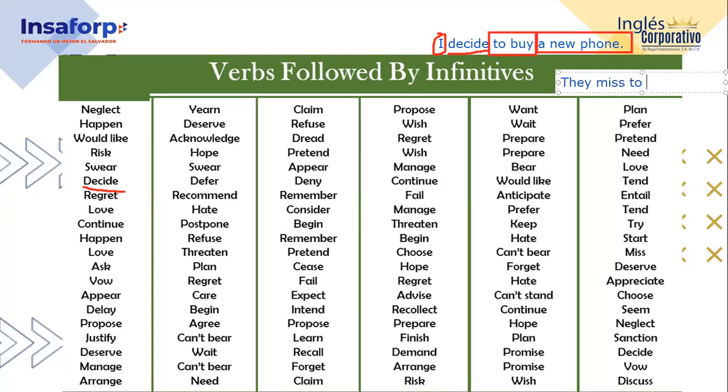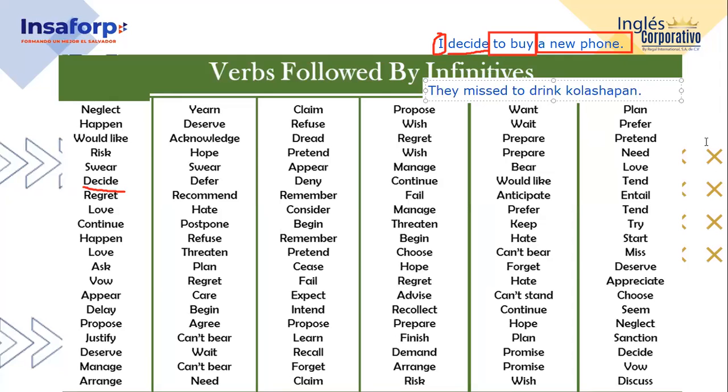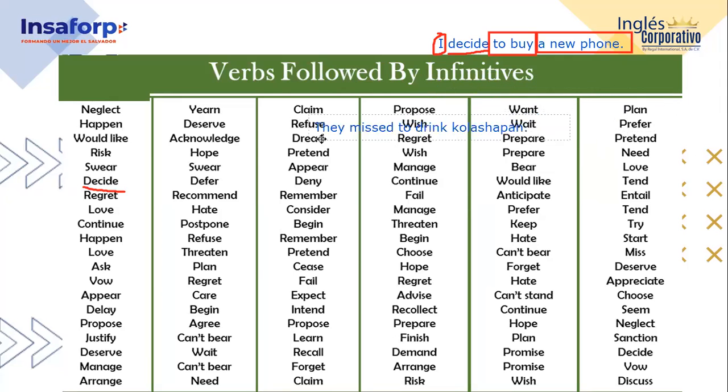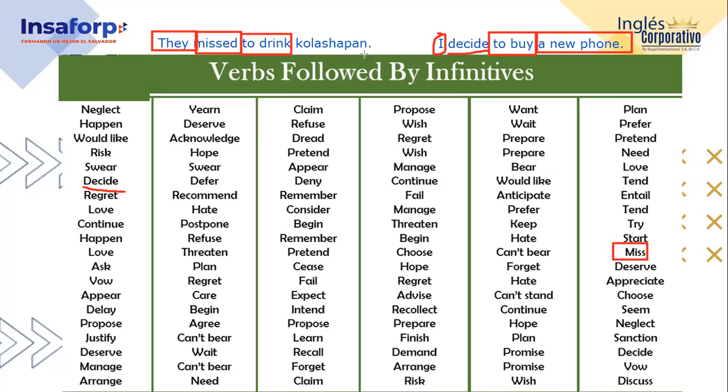They missed to, what can we say? Can you give me one verb, please? They missed to drink cola champán. Okay, ellos, they missed, I'm gonna put it in past, to drink cola champán. Ellos extrañan beber cola champán. Okay, as you can see, no se mira por ahí. Give me one second. Here we have the subject, it will be they, then the verb missed, que está por acá. Oh, here, missed. Then we have the infinitive form. And something to complete, okay?